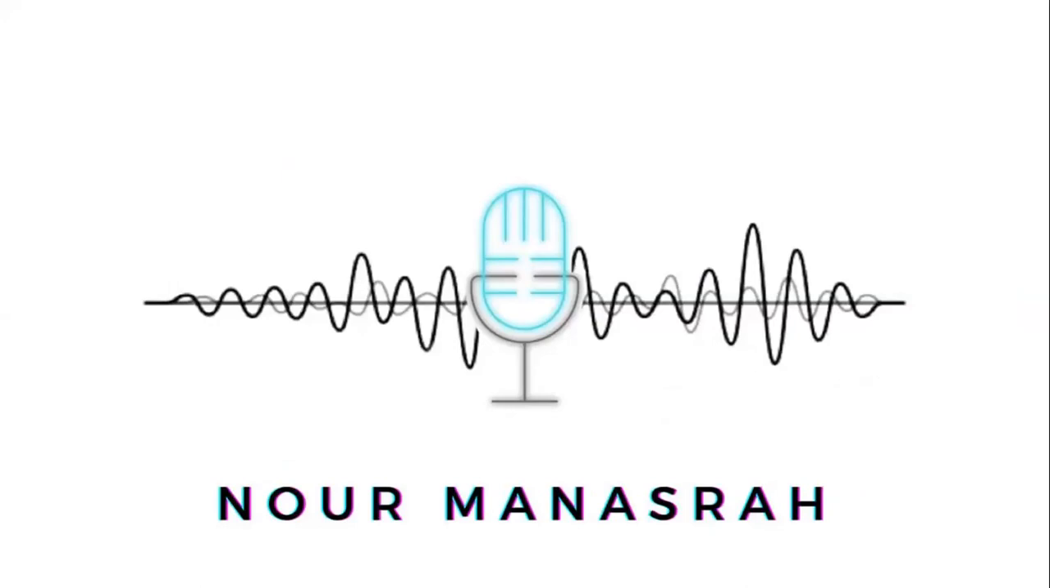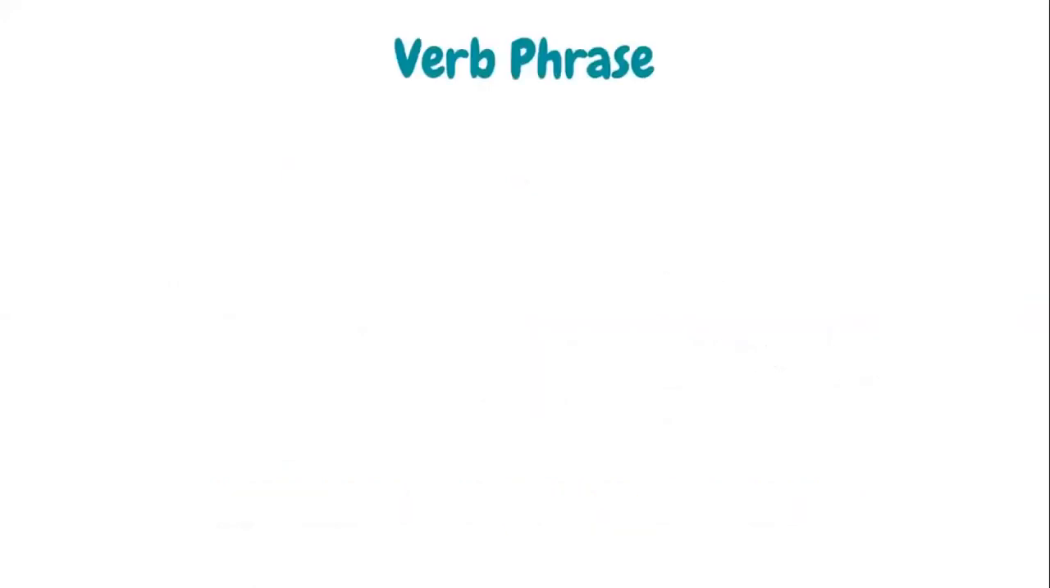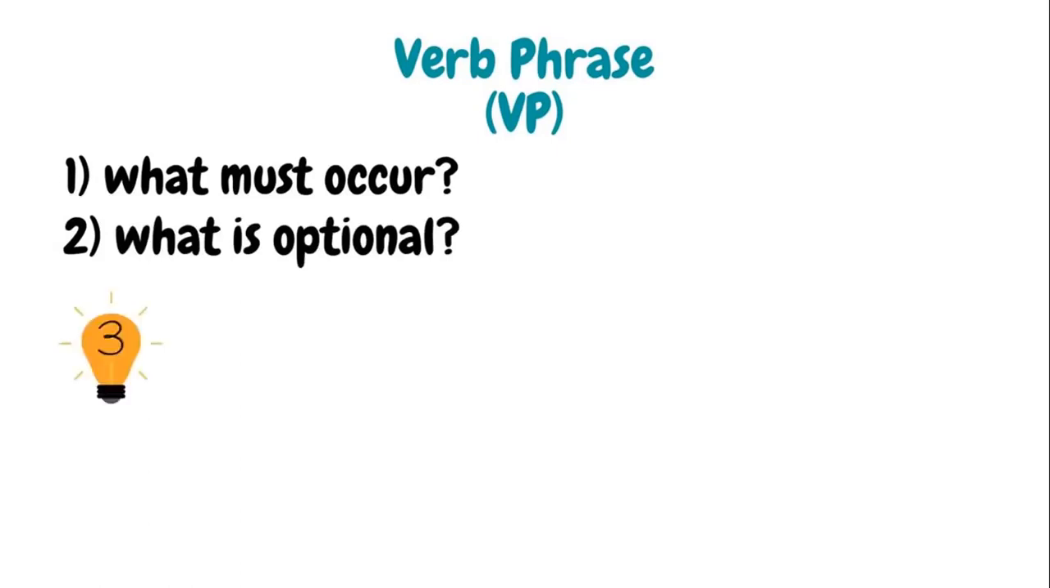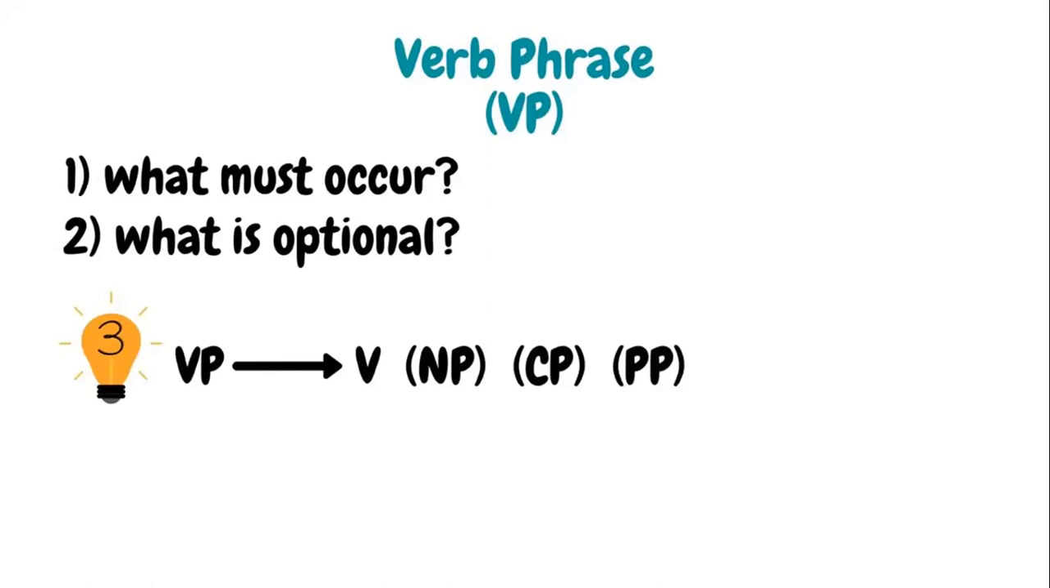Let me start by introducing myself. I am Noor, and now we will move on to the verb phrase. So let's discover our third rule, which is about the verb phrase that's symbolized by VP. Well, let's get started with our important question. Number one, what must occur? And number two, what is optional? We will know the answers after we explain the rule. So here is the phrase structure rule for the verb phrase, which consists of an obligatory verb and an optional noun phrase. Then we have a complementizer phrase, and finally, we have an optional prepositional phrase.